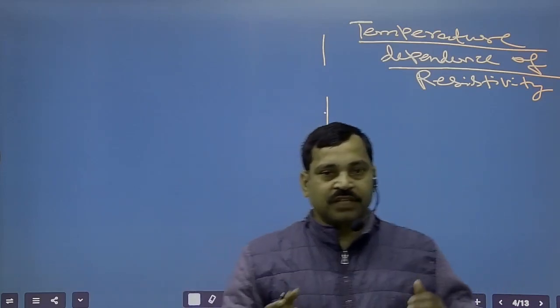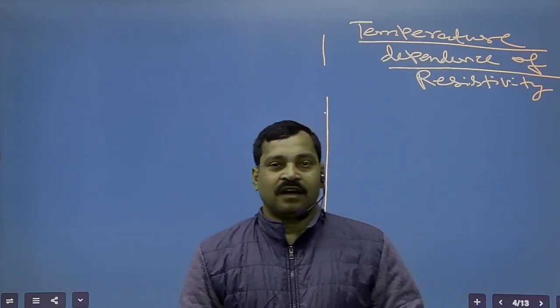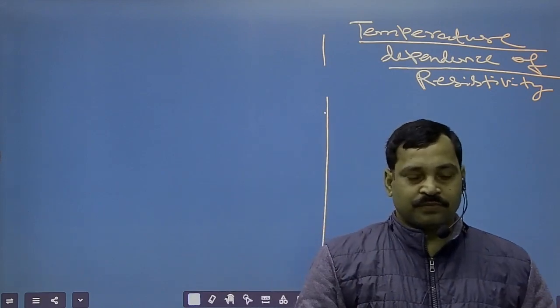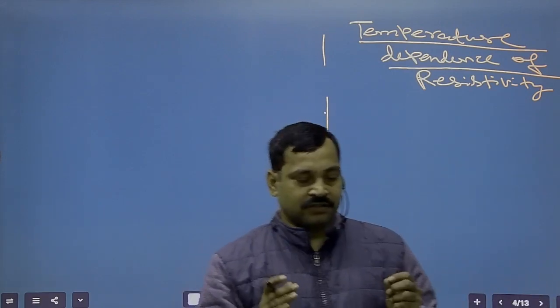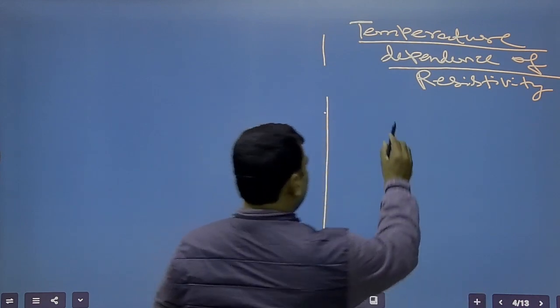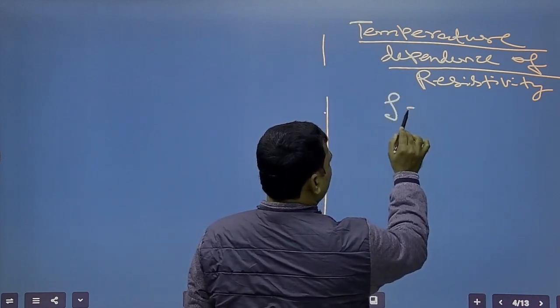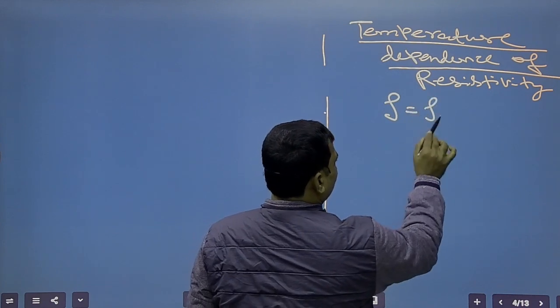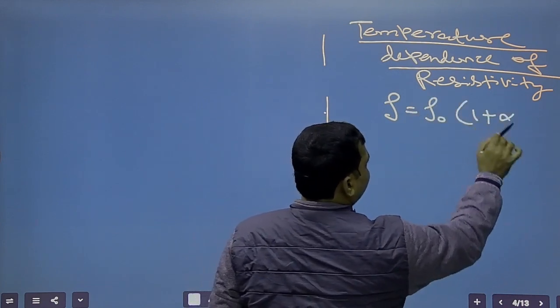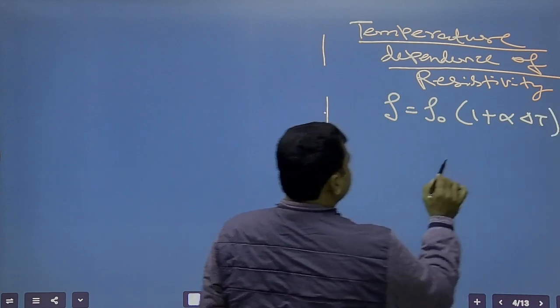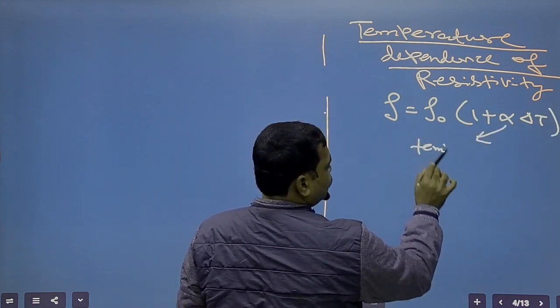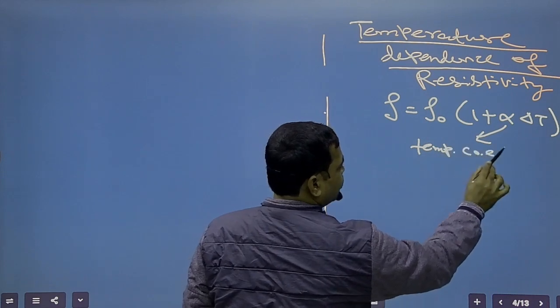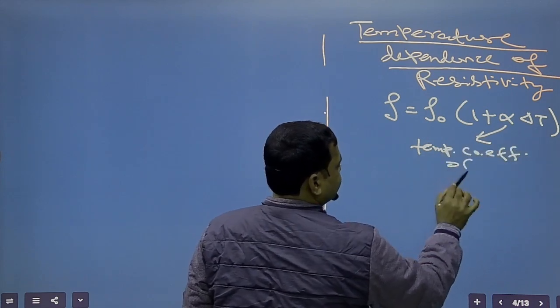Hi students, today we will discuss the dependence of temperature on the resistivity of a conductor. So as we know, resistivity rho is equal to rho naught (1 + alpha delta T). In this case, alpha is known as the temperature coefficient of resistivity.